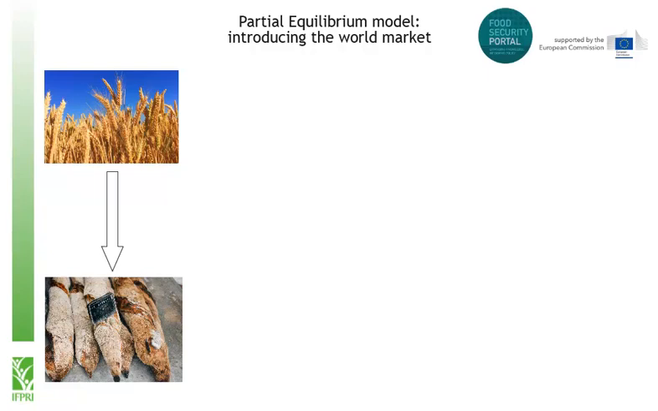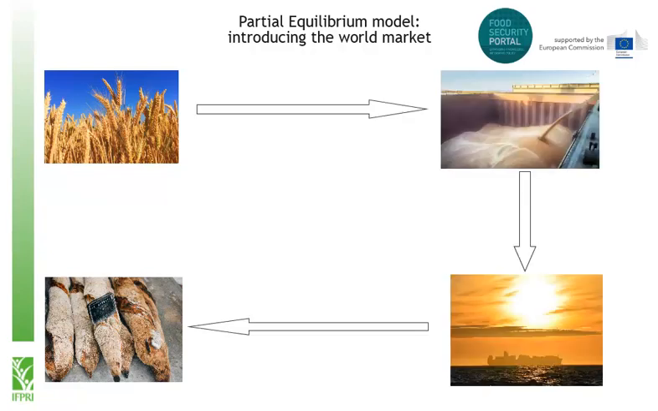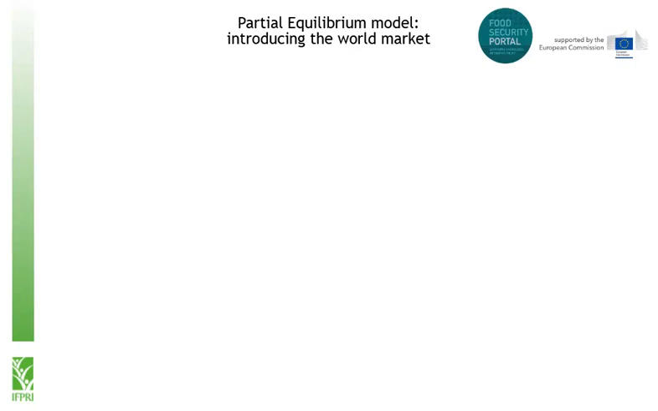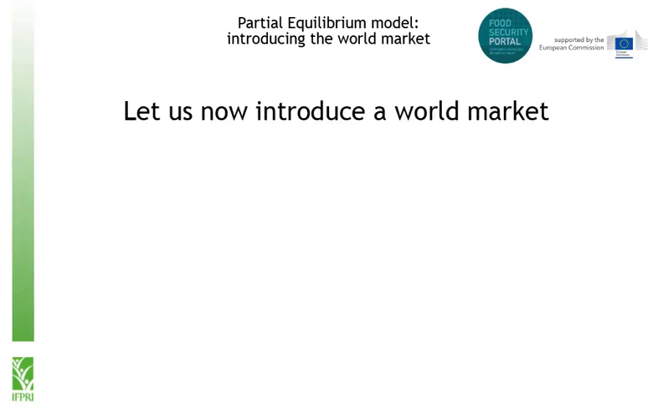So we can have a direct relationship between local producers and local consumers, but we can also imagine international trade, so exports and imports. And so this is why we consider right now the world markets. Okay, so let's now introduce a world market. So we study the wheat market.